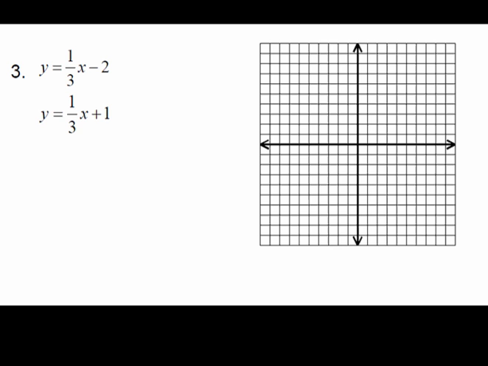These are already in the form of y equals mx plus b. So I have equation 1 and equation 2. For equation 1, my slope is 1 over 3. My y-intercept is negative 2. So I go down to negative 2 on my y-axis. I rise 1 and run 3 to the right. Rise 1, run 3 to the right. I can go through now and connect the dots, connect my points.